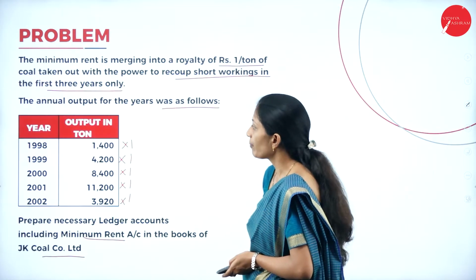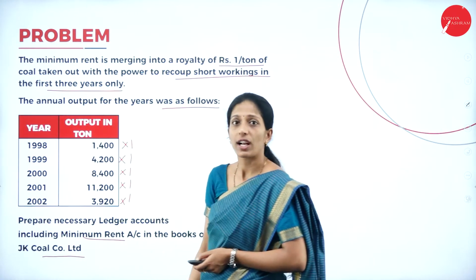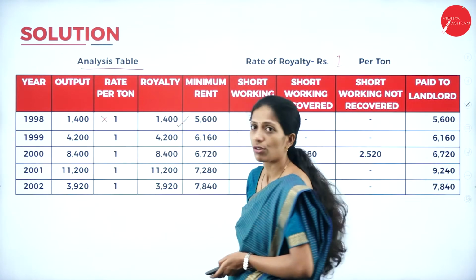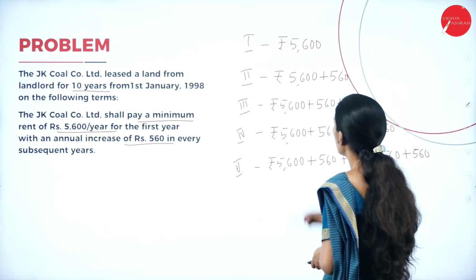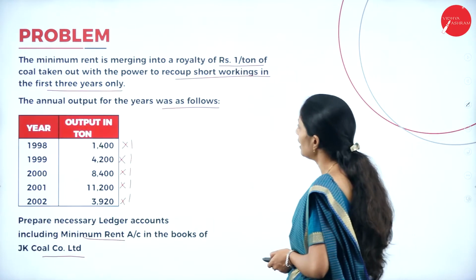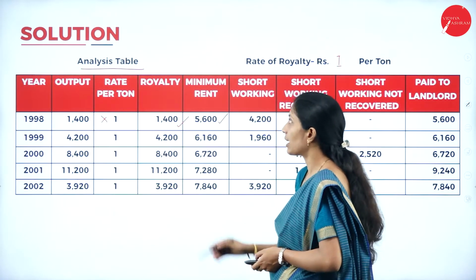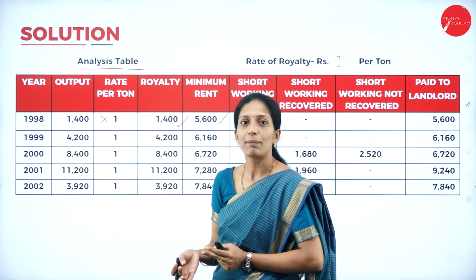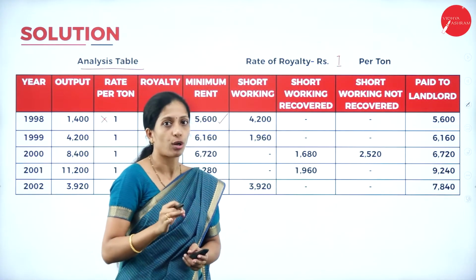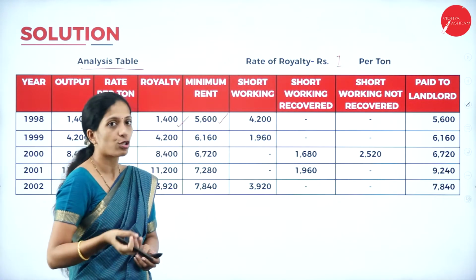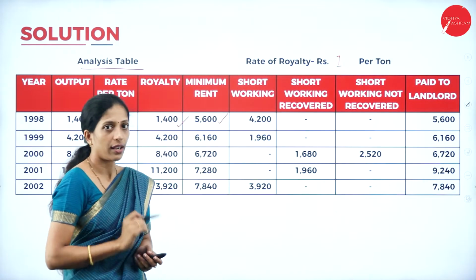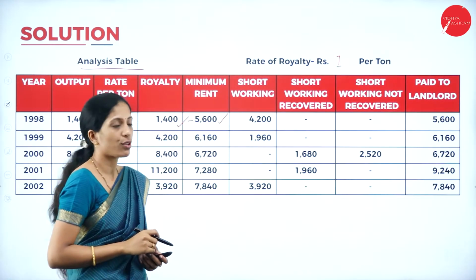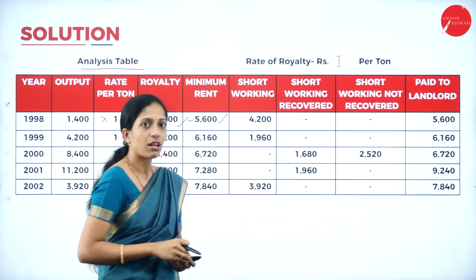Now come to the first year, 1998. 1,400 into 1 is the royalty. 1,400 into 1, royalty is 1,400. And what is the minimum rent? Minimum rent is 5,600 in the first year. Here, minimum rent is more than royalty, so the difference is called short workings. In the first year itself there is a short workings of 4,200. So how did we get 4,200? 5,600 minus 1,400. So short working is 4,200.